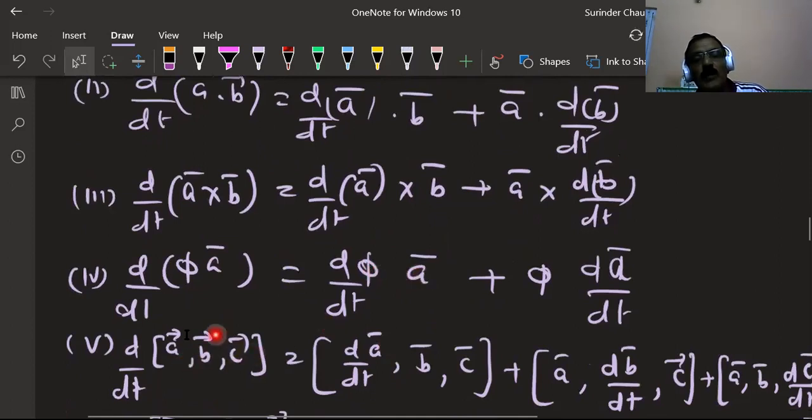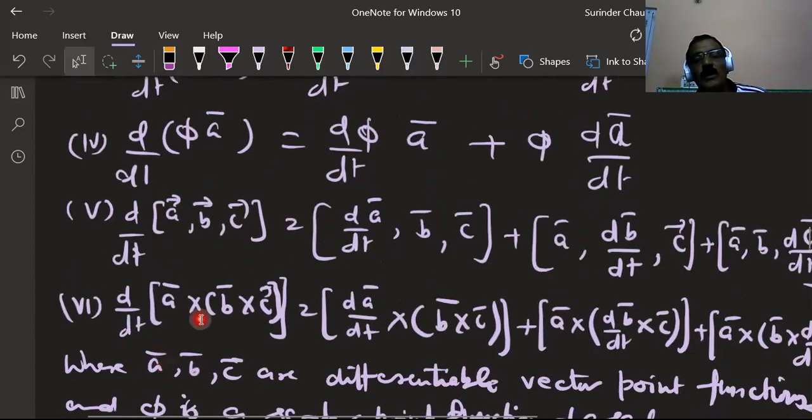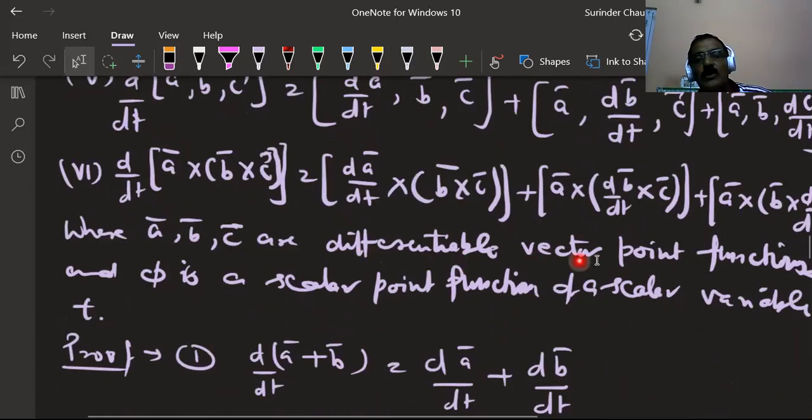In the case of the scalar triple product, to find the derivative, you differentiate the first entity keeping the others, then the second entity, then the third entity. It is the same for the vector triple product, because you don't change the order of the arrangement. Here A, B, C are differentiable vector functions and phi is a scalar function of the scalar t.